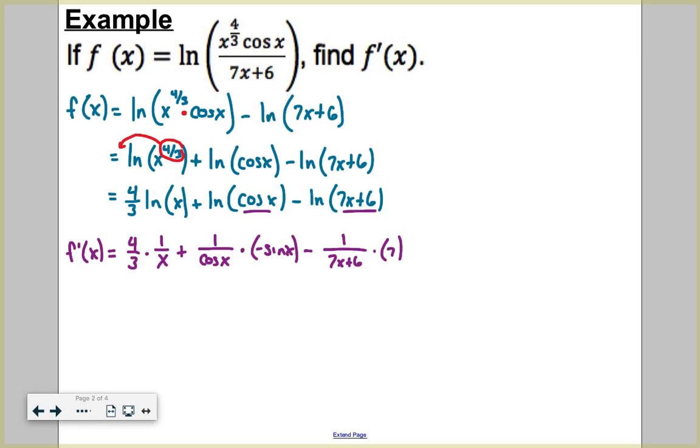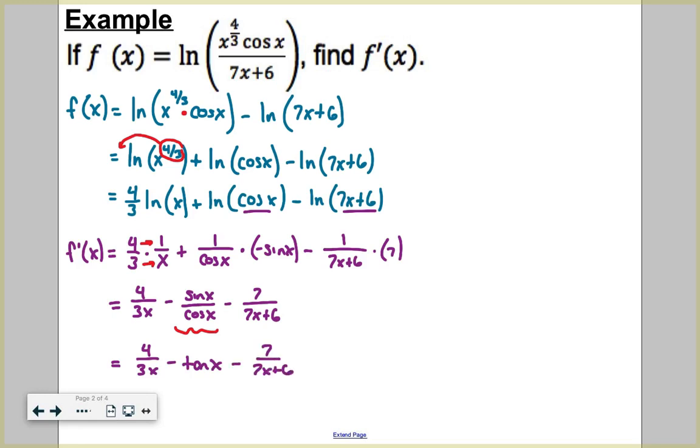Alright, so the last thing we're going to do here is start to simplify. With our first term, 4/3 times 1 over x, it's multiplication, so we're going to multiply tops with tops, bottoms with bottoms, giving us 4 over 3x. And then 1 over cosine times negative sine is going to be negative sine of x all over cosine of x. And then for 1 over 7x plus 6 times 7, that's just going to give us 7 over 7x plus 6. And finally, the last simplification we can do is we hopefully remember that sine over cosine is equal to tangent. So our final solution here is going to be 4 over 3x minus tangent of x minus 7 over 7x plus 6.